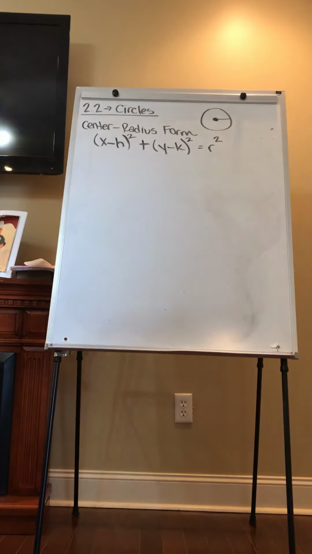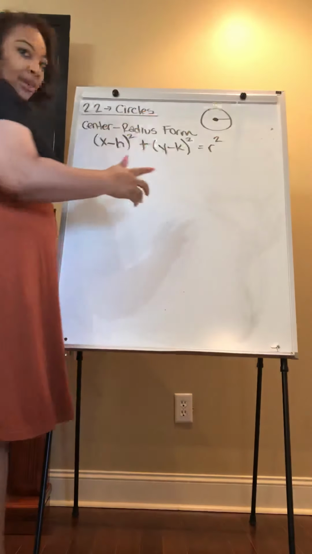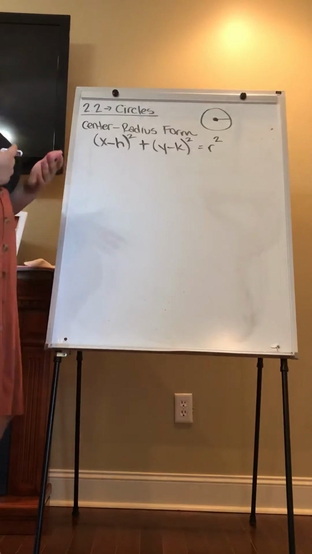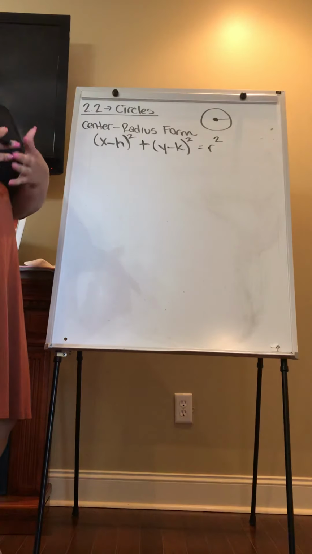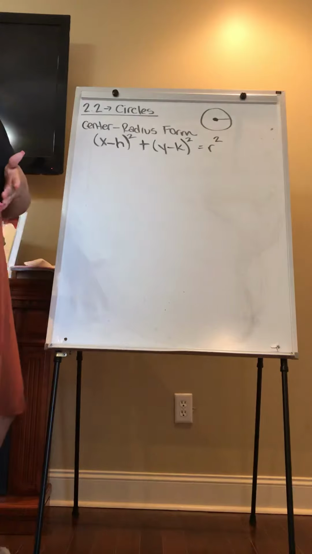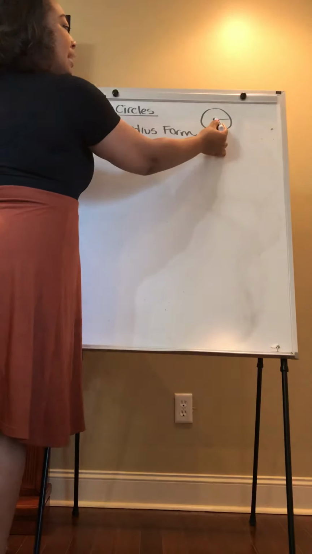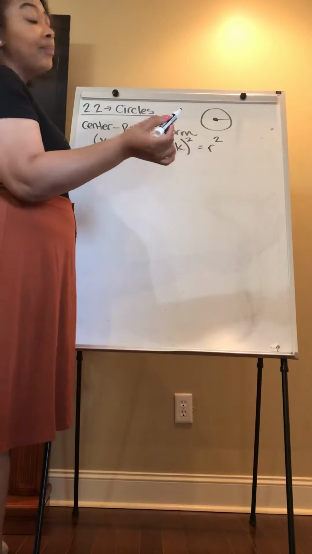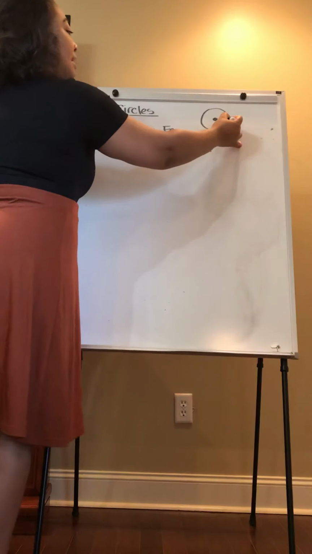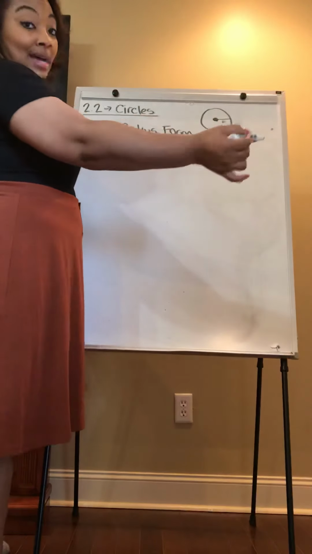All right, 10.2 is on circles. Circles, and everyone knows how a circle looks. So what you need to be able to give out of this section is the center and the radius of a circle. So we know the center of the circle is obviously the point that's going to be in the middle. And then your radius is the distance from the middle to the outside.